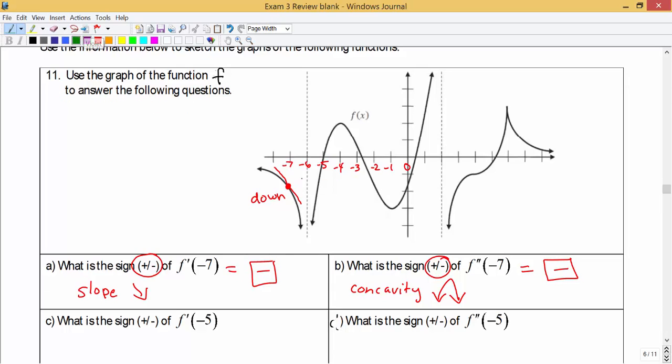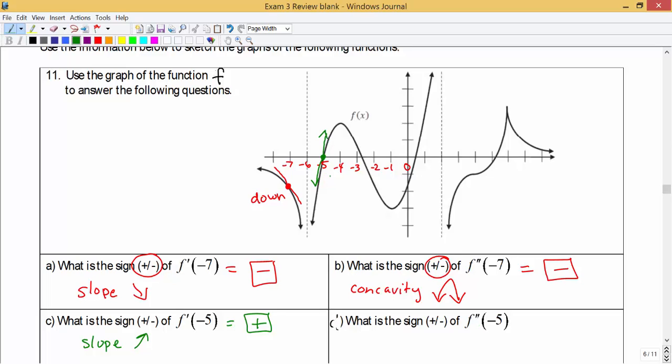Alright, let's look at negative 5. Here is the point on the graph at x equals negative 5. And the first question is asking us about the slope of the tangent line. So here would be the tangent line. And it looks like the slope there is going upward. The line is slanting upward, so that would be a positive slope. So if we put negative 5, that x value, into the first derivative, the slope will come back positive.